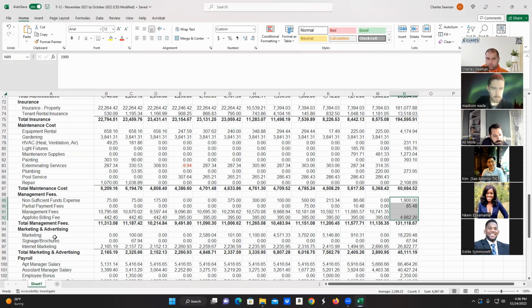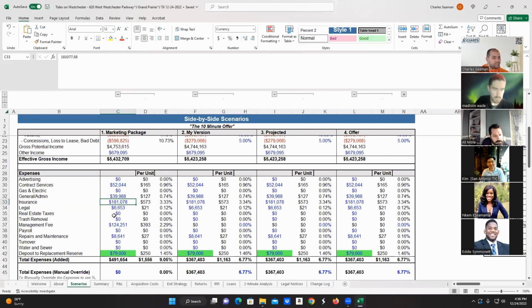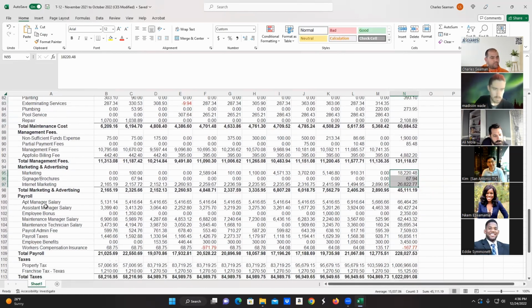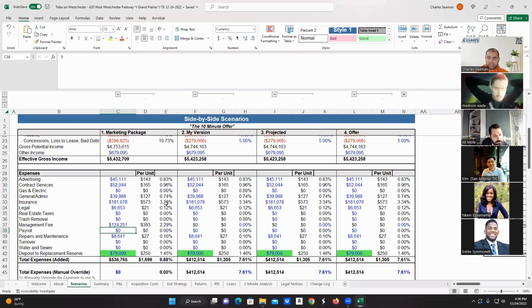Okay, so next thing we have is marketing and advertising. Do you guys agree that these are all marketing and advertising items? Yeah, I would agree with that too. Our total there is $45,111.19. Okay, so next thing we have is payroll. Do you guys agree that these are all payroll items? Yep, I would agree with that too. And our total is $228,027.53.